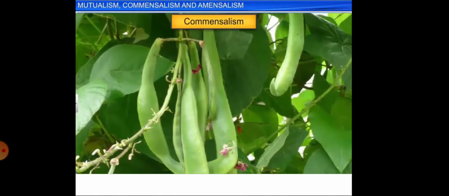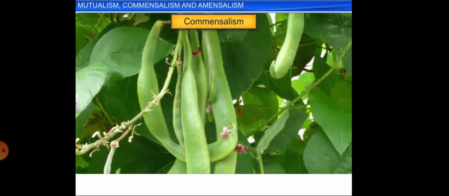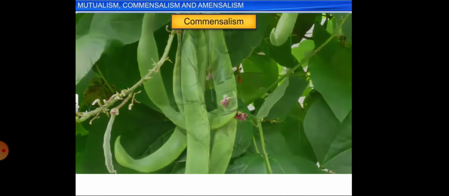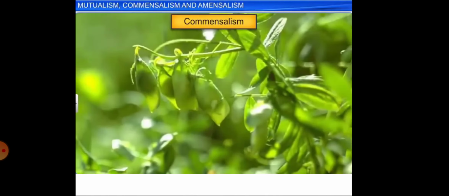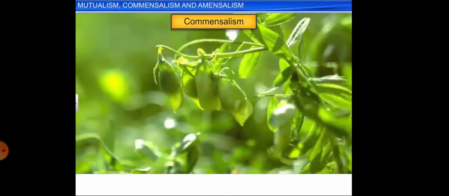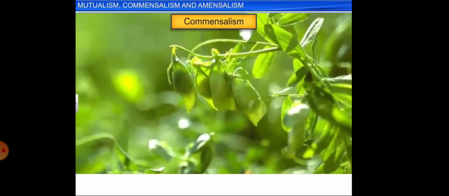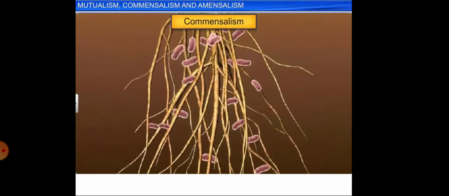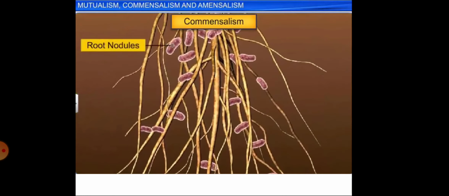Another example of commensalism is seen in leguminous plants such as pea, beans, and lentils, which are associated with the nitrogen-fixing bacteria Rhizobium. The bacteria in the root nodules live symbiotically with the host plant. They obtain nutrition from the host plant and in return fix atmospheric free nitrogen as nitrites and nitrates.